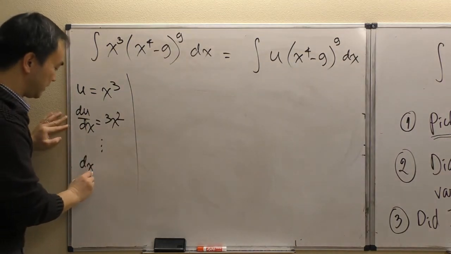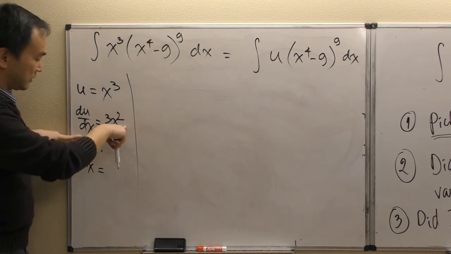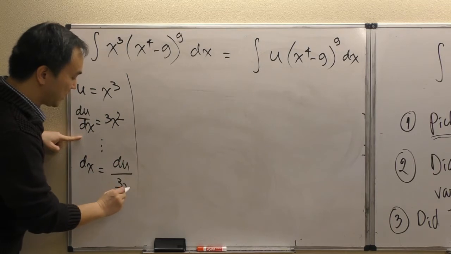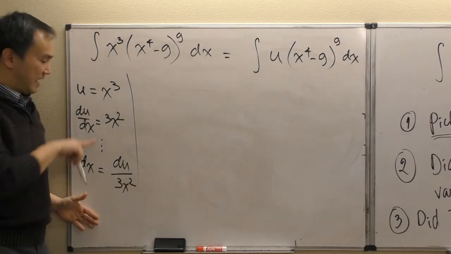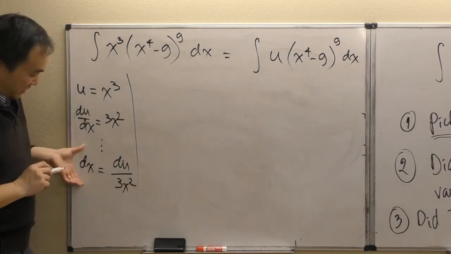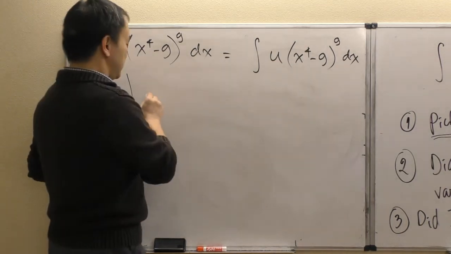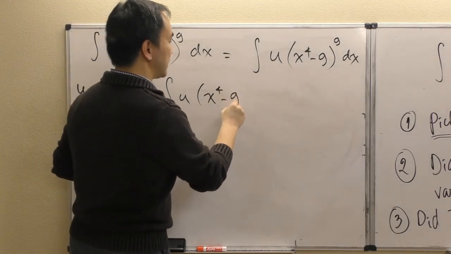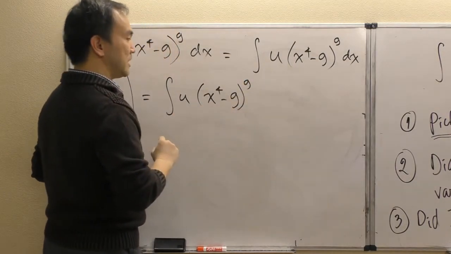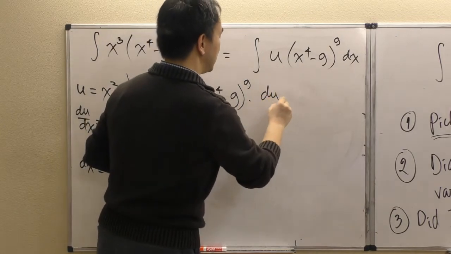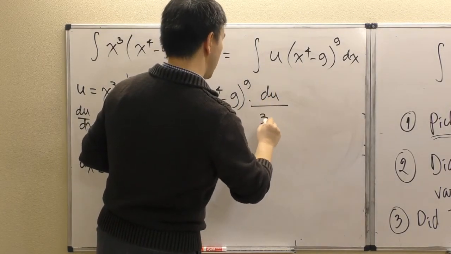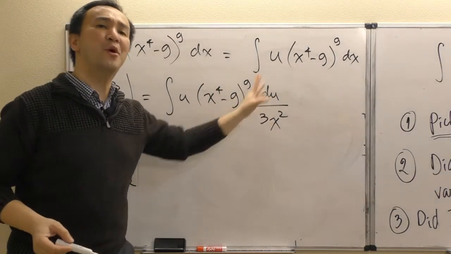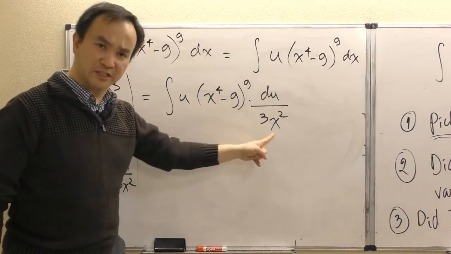So dx here, a little bit of algebra, dx multiplied with 3x squared and dividing both sides by 3x squared, I'm looking at du over 3x squared. This is completely the algebra after that derivative step. And so now I'm going to substitute dx. So u times x to the 4th minus 9 to the 9th power dx now can get substituted by du over 3x squared.